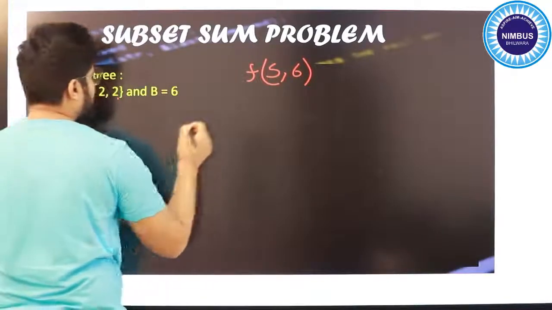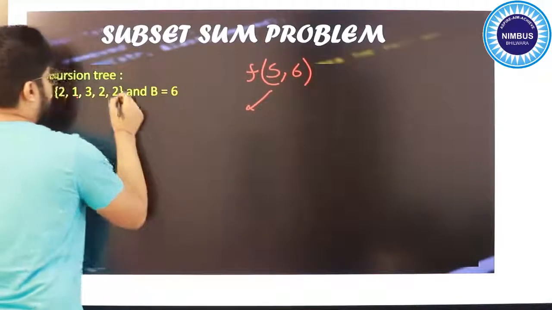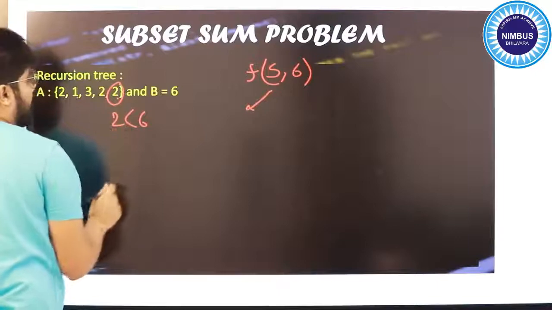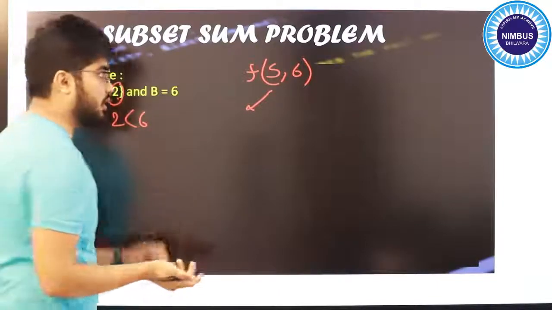So the two possibilities right now: 2 is less than 6. So as we know, we may include or we may not include.